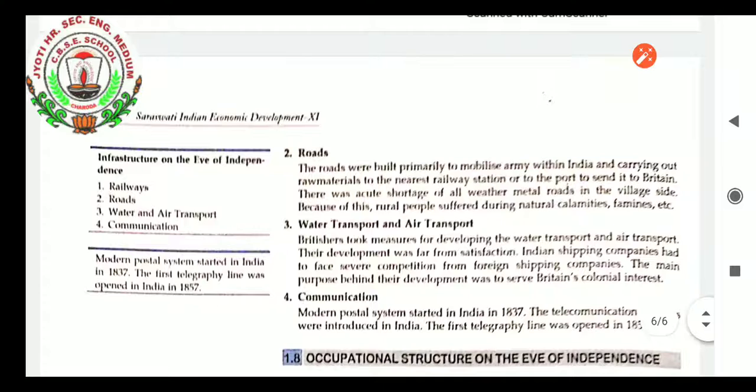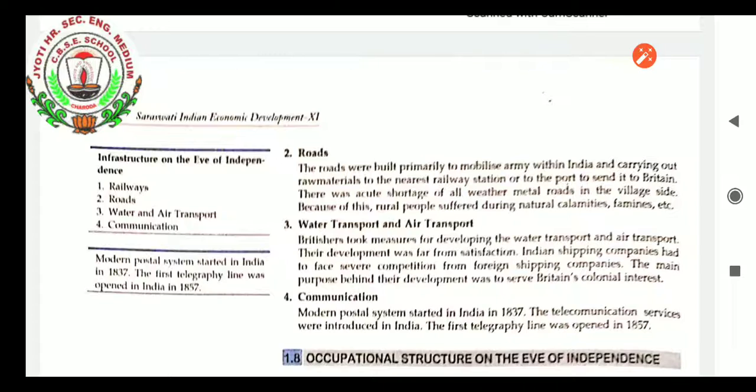Now comes the roads, student. When we talk about the roads, what was the infrastructure development of the roads at the time of independence? The roads were built primarily to mobilize the army within India. It means no use for Indians. It was just for the British army to move easily from one place to another.